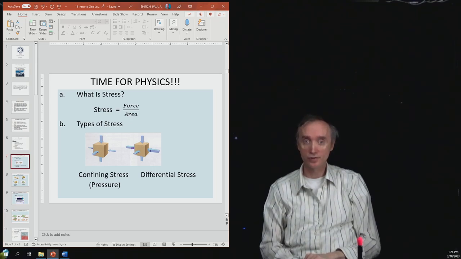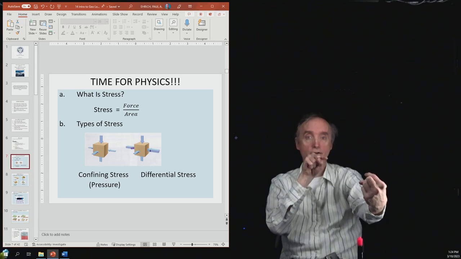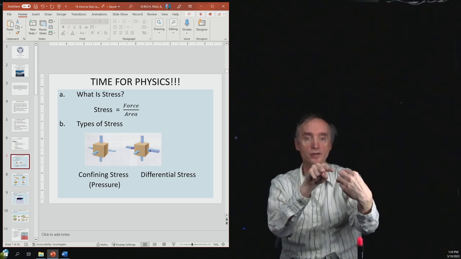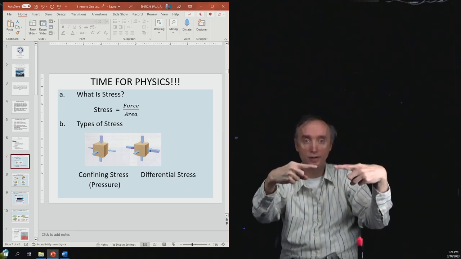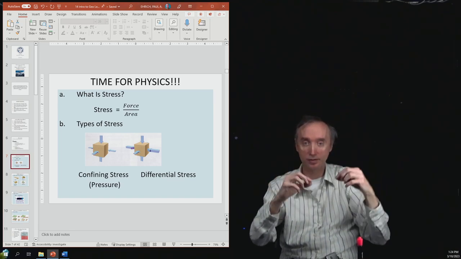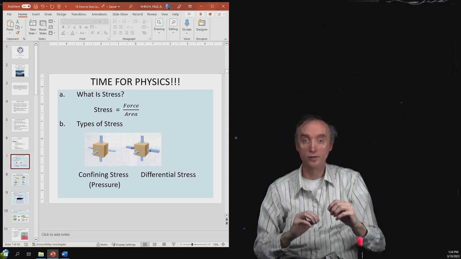A differential stress, on the other hand, is when you're going to have unequal forces. So notice in the second picture that you've got forces coming in like this, but you've got forces that are more powerful coming in from this direction. So that's going to be called a differential stress.